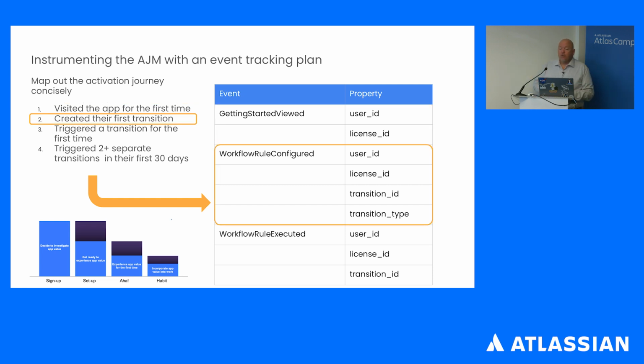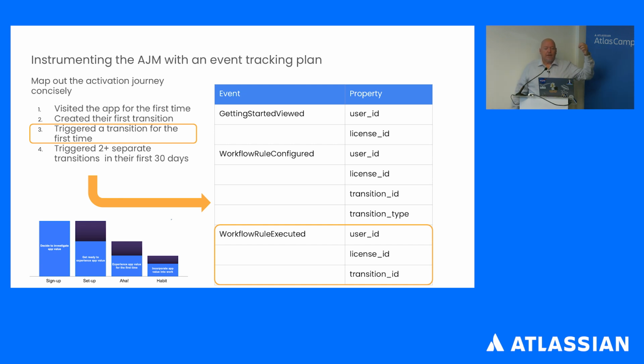Created the first transition, we'll call it workflow rule configured. Which user, which license, which transition did they create, and which kind of transition type did they create? So if you recall from the description from create a transition, it's subtasks, issues, create, update, so forth. And then triggering that transition, we would call that workflow rule executed. So did they execute the workflow rule that they created?